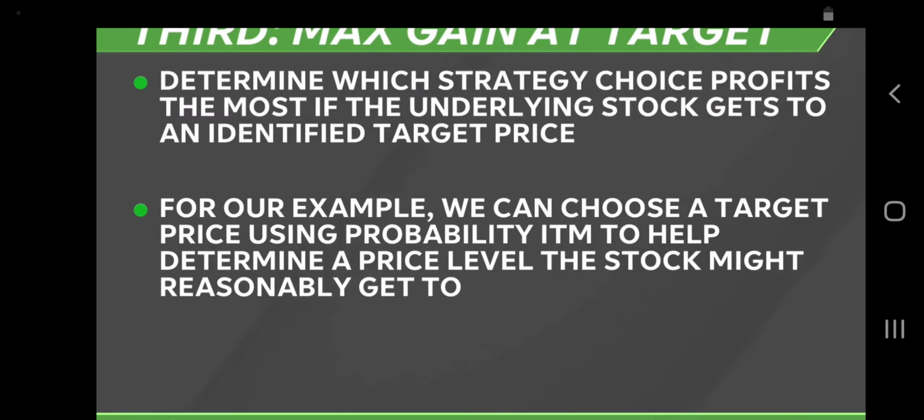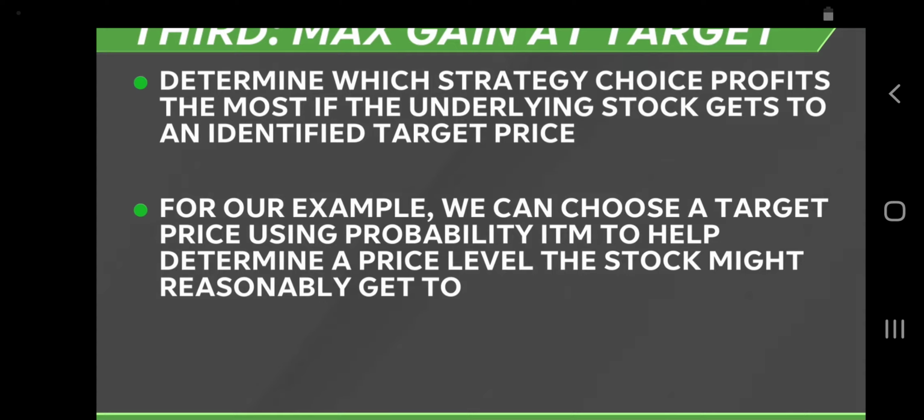Let's look at the last one, and that's the maximum gain if it gets to our target. Now, our target we used in this one is about 350. So let's compare and say the stock actually got up to 350, John. Yeah, so if we're talking about an expectation of price moving to 350, here we can determine which strategy choice profits the most if the underlying stock gets to that identified target price. So for example, we can choose that target price that you mentioned, 350, using probability in the money to help determine a price level that the stock might reasonably get to.